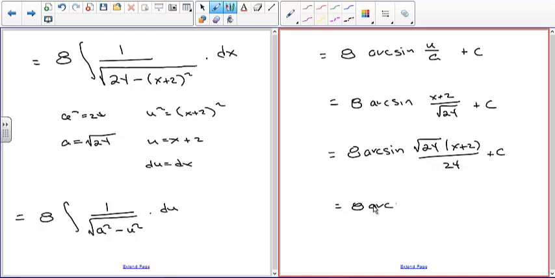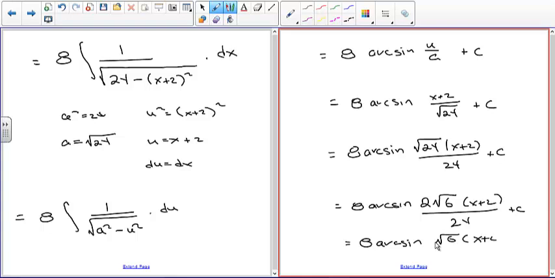So you can, factoring out the square root of 4, which is 2, you get 2 times the square root of 6 times x plus 2 over 24 plus c, and then you could simplify here. So you'd end up with 8 times the arc sine of the square root of 6 times x plus 2 over 12, and that would be your best answer. And that's a 2, not a C. So that's completing the square.